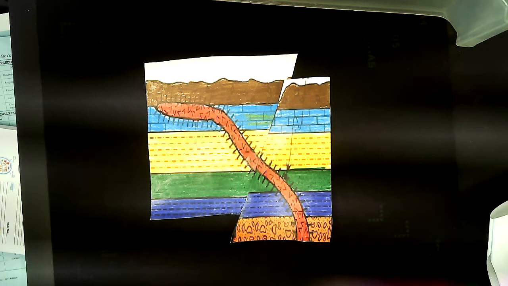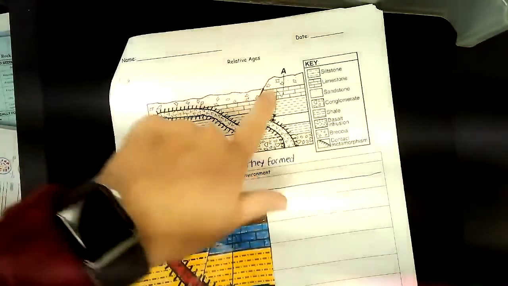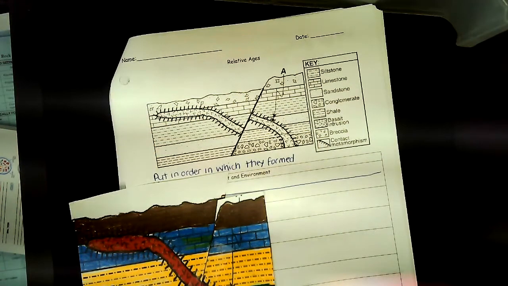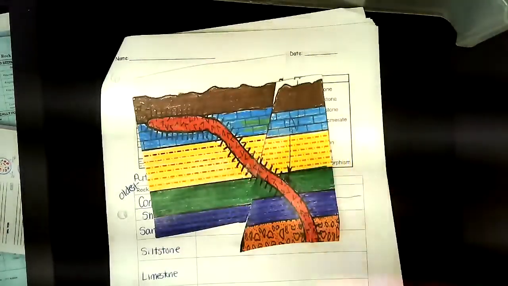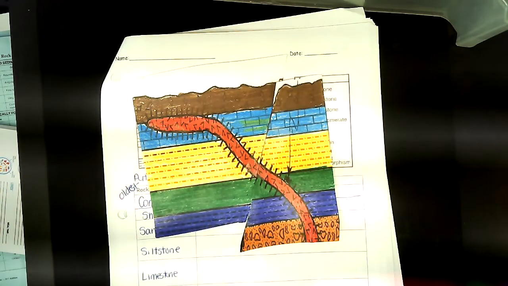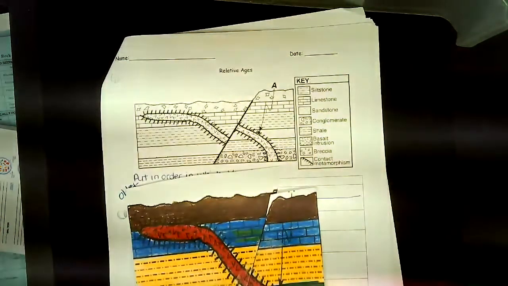So what we did on Friday then, if you do recall, is we took these layers and we looked at here, and using the key, we put them in order from oldest to youngest. So again, the oldest is on bottom, which when it was put together was kind of difficult to see. So what I had to do was cut them out, and then you could see that the orange layer was clearly on bottom.